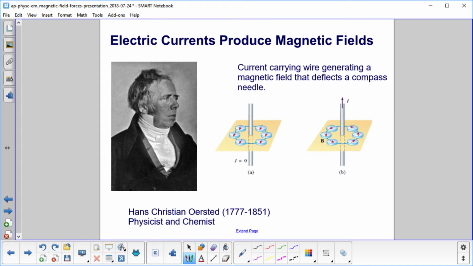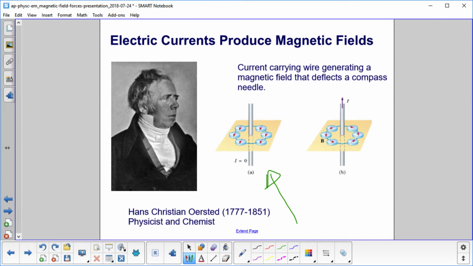Here's a picture of Hans Christian Ørsted, who actually knew Hans Christian Andersen, who wrote the kids' books. He was a physicist and chemist. And in this first picture over here, there's no current in the wire, and all the compass needles are pointing in the same direction. They're pointing north.